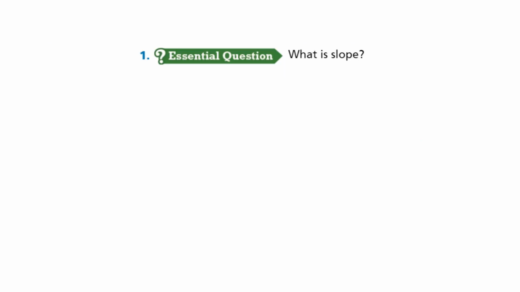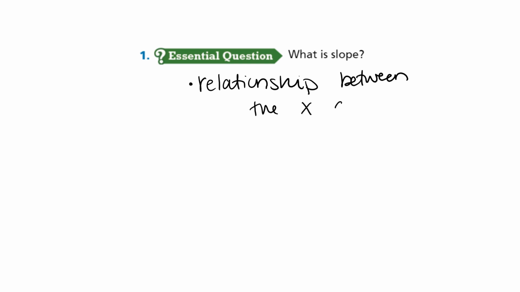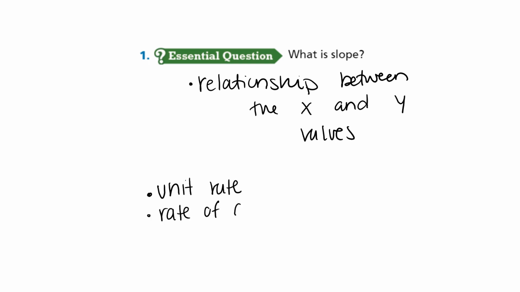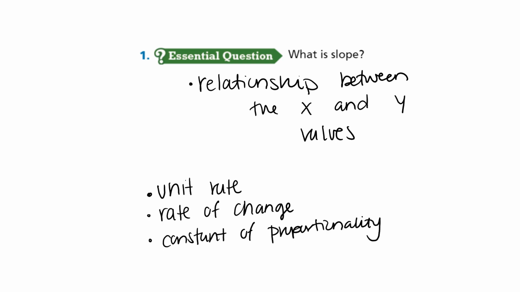Question number 1, what is slope? Slope is the relationship between the x and y values. Slope is also called unit rate. It's also called rate of change. It's also called constant of proportionality. It can be set up as a fraction y over x, or rise over run if on a graph.